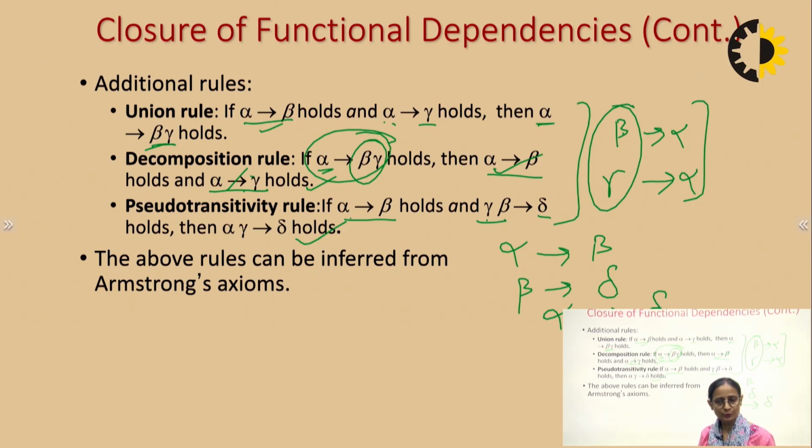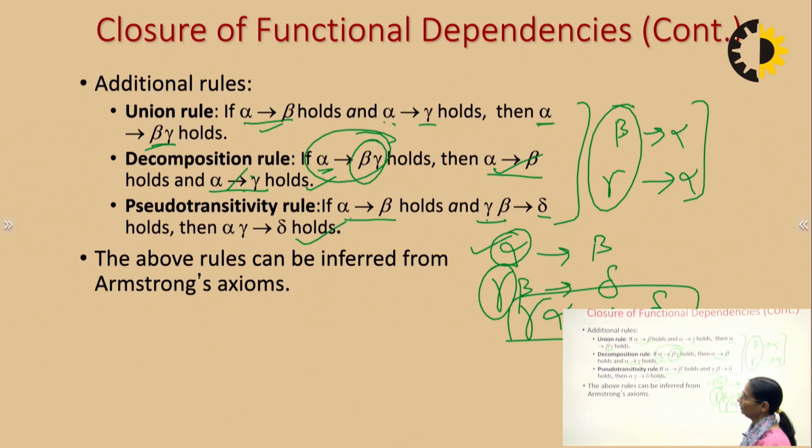So what does the pseudo transitivity say? It says that we have alpha to beta, but in the other FD, we have an additional element present on the left hand side, that is gamma. If such a scenario is happening, then we can combine this and this, that is, we can have this particular FD. So this is my pseudo transitivity rule.